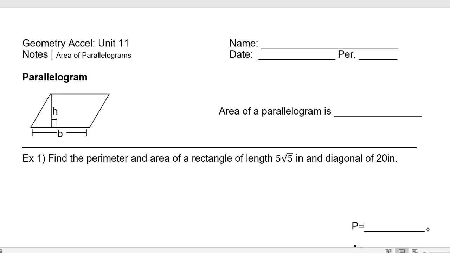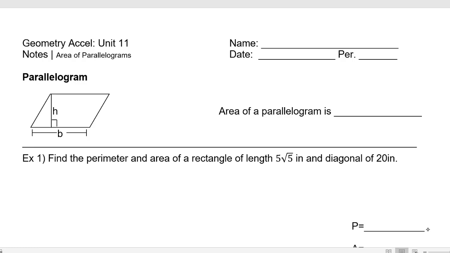All right, we are moving right along to our area of parallelograms. As we chatted about yesterday, our area of a rectangle, that area is base times height. It's the same exact thing for our parallelogram. And if we remember from Unit 6, a parallelogram, technically, is a family, so a rectangle is a member of that family.